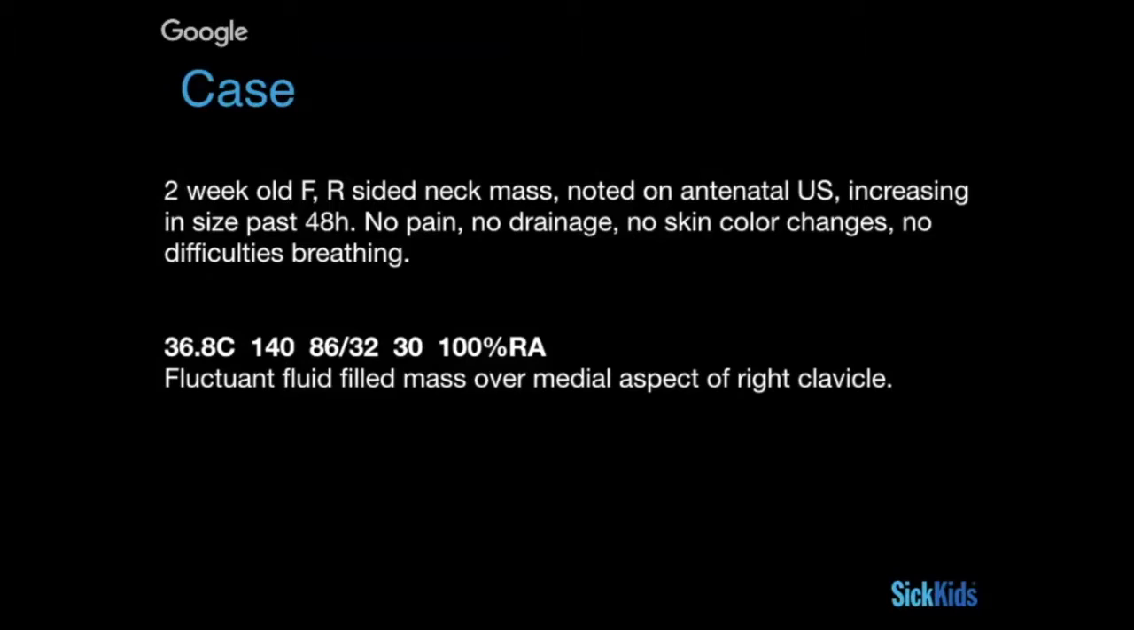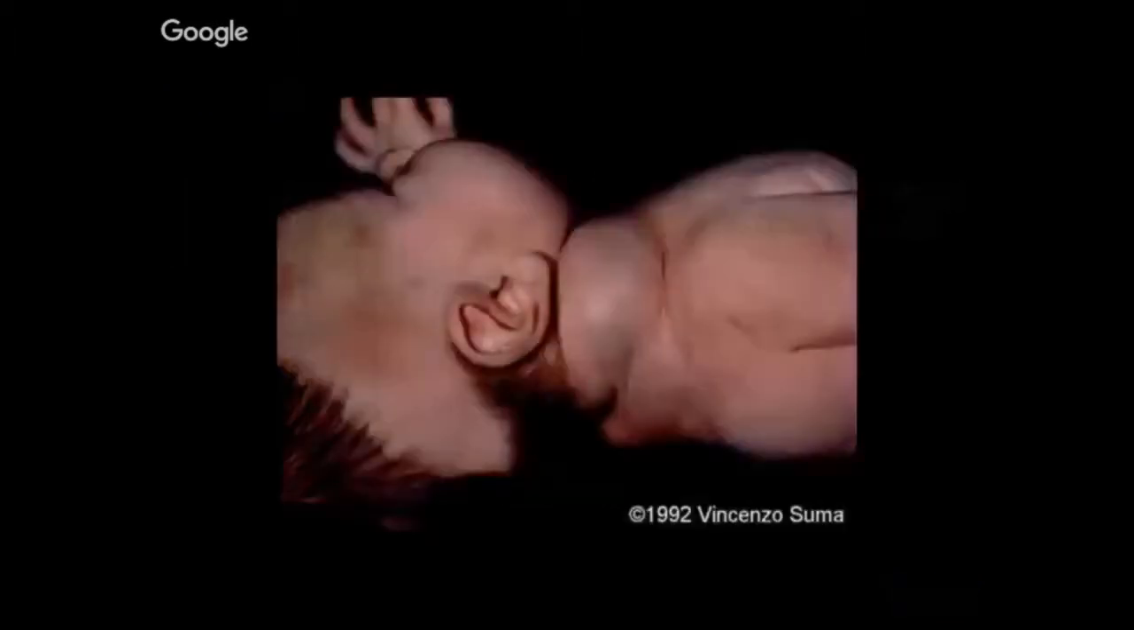So you definitely see that mass. It's fluctuant, fluid-filled, and it's over the medial aspect of the right clavicle. That's cystic, what is it? Cystic hygroma. But you've seen both, or like both of you have seen that case already. It's exactly what cystic hygroma looks like.